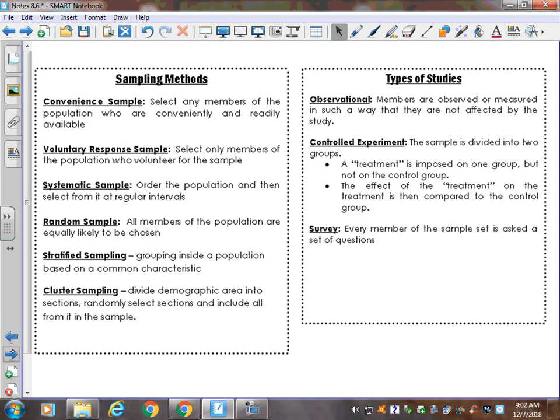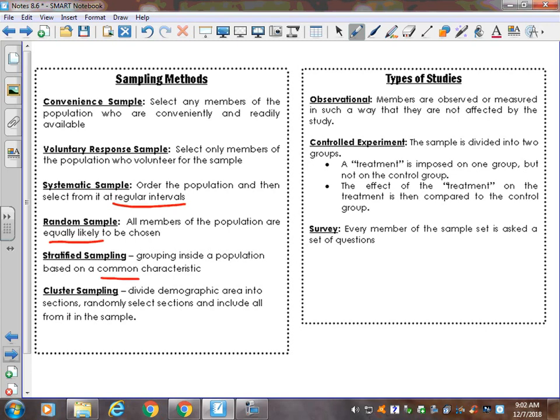Voluntary response sample means that you just ask for volunteers to answer your question. Systematic is about doing it on a regular interval, meaning like I do it every third person, every 100th person, every 5th person, every 10th person, that type of thing. Random sample means everybody has an equally likely chance of being chosen, like the card problem.